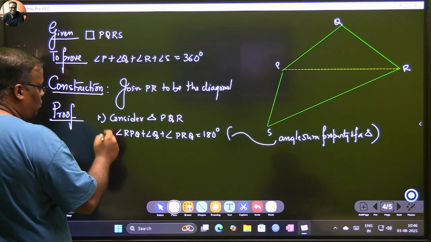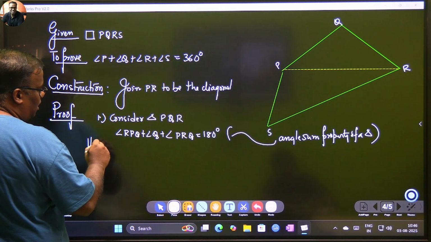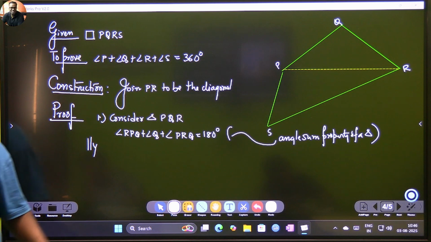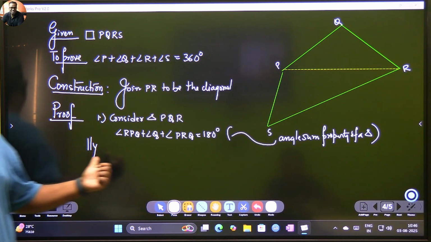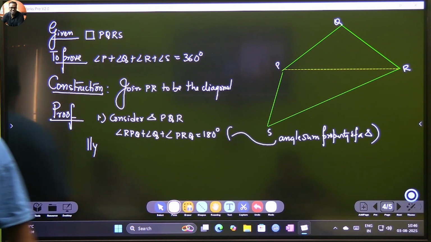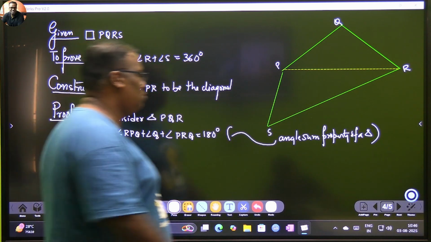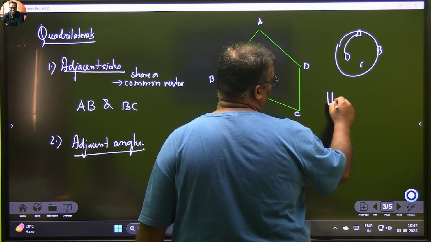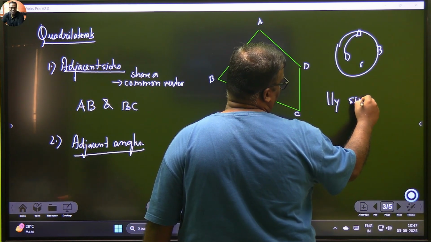Then, if you want to reduce your writing, put this double LY. Double LY stands for similarly. You can write similarly. These are shortcuts of geometry. You are allowed to use them. Write it separately so that you remember. Some of the symbols that we should know are: double LY stands for similarly.